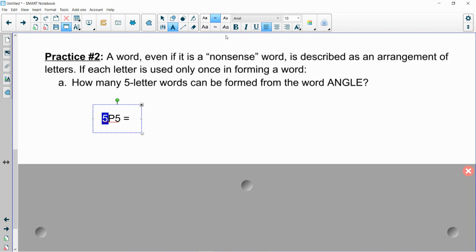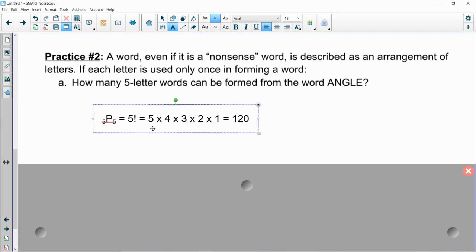I'm using 5 letters. Little subscripts. I've got a total of 5 letters. I'm going to use all 5 of them. And what have we learned today? Well, we learned that's equal to 5 factorial, which also means, as long as those 5s are the same, right? Those numbers are the same, that's 5 times 4 times 3 times 2 times 1. And yes, you can put that right in your calculator if you want. Put 120. There you go.